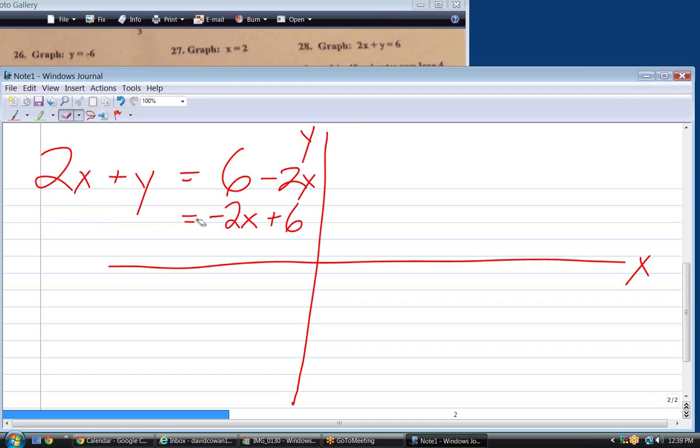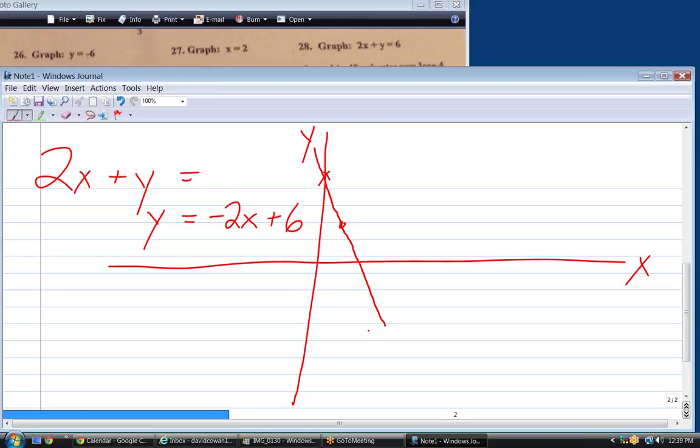We'll talk about that in a second. Maybe we can fix it. I'm not sure. Okay, so how do I graph that? You start at 6 on the y-axis, and then you go down 2 over 1 to the right. Okay, yep. There's a slope of minus 2.